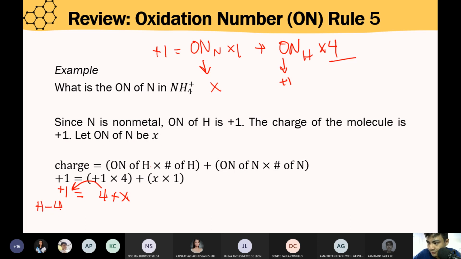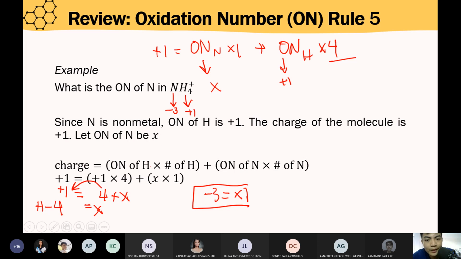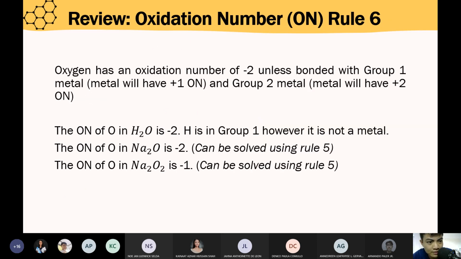Okay. So we have on the other side 1 minus 4 equals x. What's 1 minus 4? Negative 3. Okay. So meaning that for ammonium ion, the oxidation number of nitrogen is negative 3, while for hydrogen it's positive 1. Okay. So basic lang maths. Okay. So ganun lang. So to further assess our understanding, so we have several exercises.